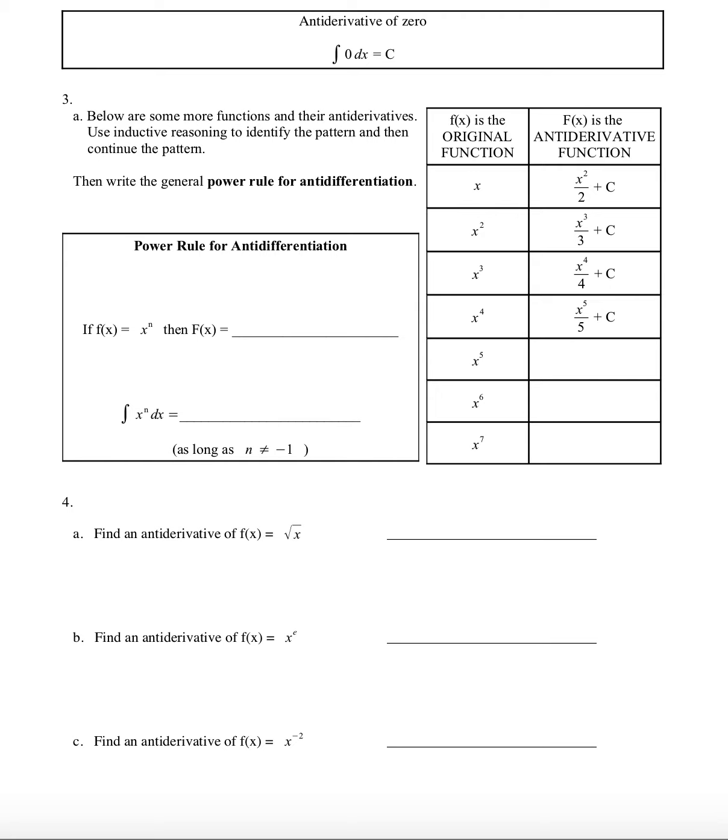Clearly there's a pattern here. All I want to do is continue the pattern that's already there. And what I see is that we're adding 1 to the exponent and then dividing by that same exponent and then putting plus c. So the antiderivative of x to the fifth may be x to the sixth over 6 plus c. And we'll just keep going like that.